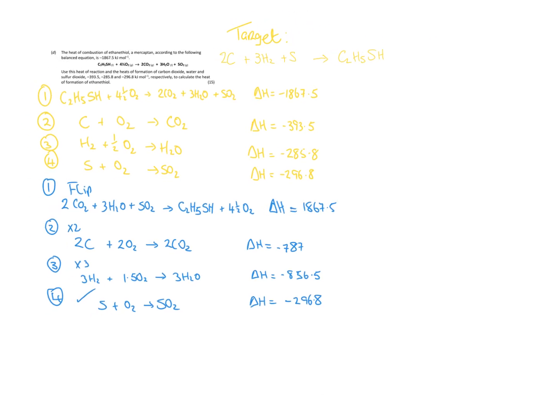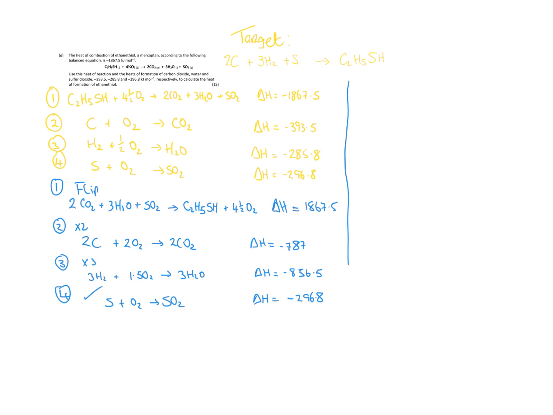So let's do a little bit of work now, like we would usually do. Let's put all of our equations in blue together, keeping our reactants on the correct side and our products on the correct side. So if I write this out, I'm going to get 2CO2 plus 3H2O plus SO2 plus 2C plus 2O2 plus 3H2 plus 1.5 O2 plus S plus O2.